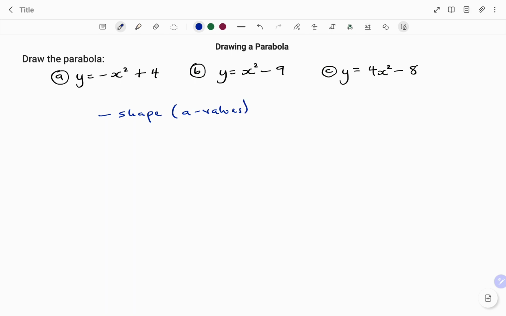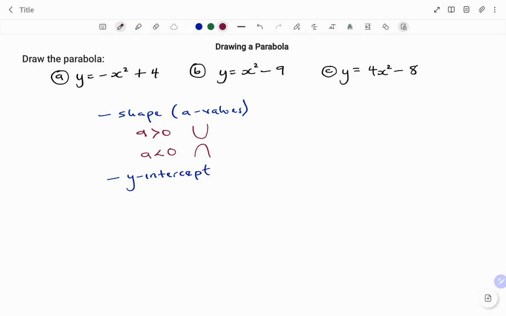The a values are the coefficients of x squared, such that if the value of your a is greater than 0 or positive, then you're going to have a smiley face for a parabola. Likewise, if the value of a is less than 0 or negative, then you're going to have a sad face. The second point you need to consider is your y-intercept.